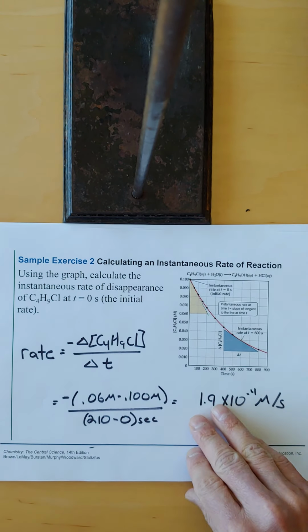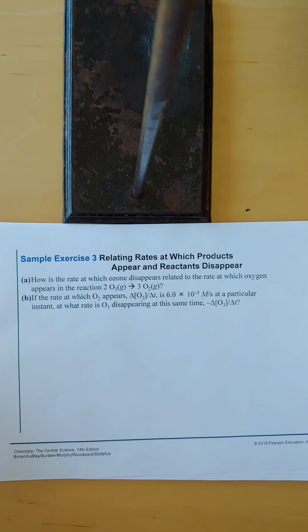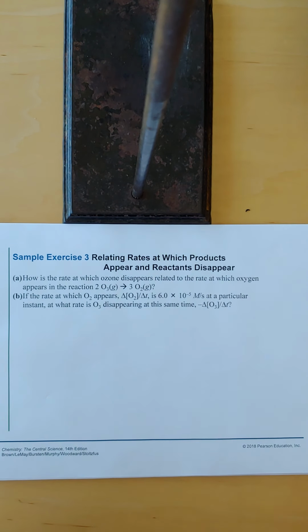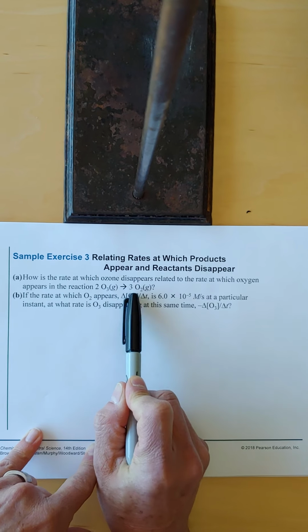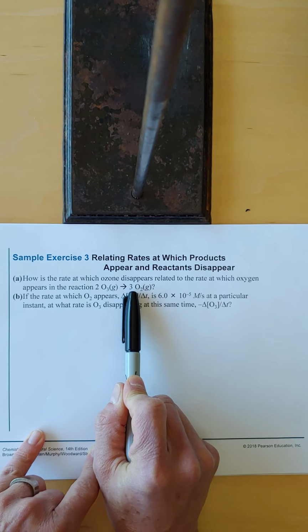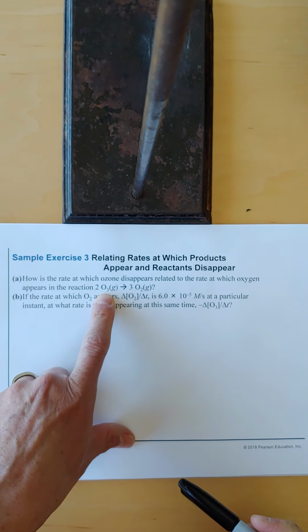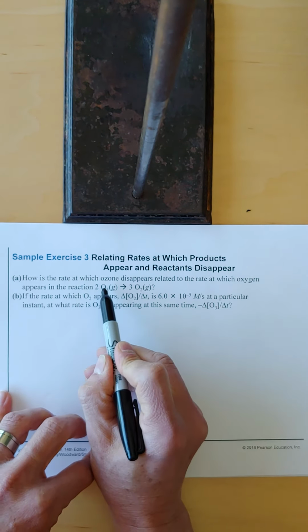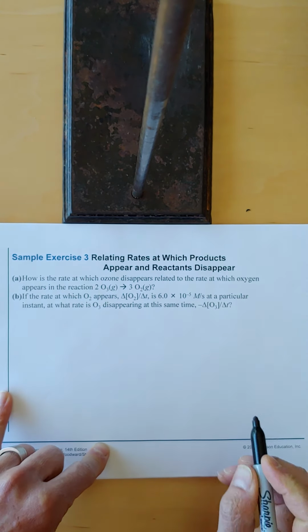All right. So now we're going to look at relative rates, the relative rate of the disappearance of ozone and the relative rate of the appearance of oxygen. If we look at the stoichiometry of this reaction, we can see that for every 2 ozones that are being consumed, we're producing 3 oxygens.